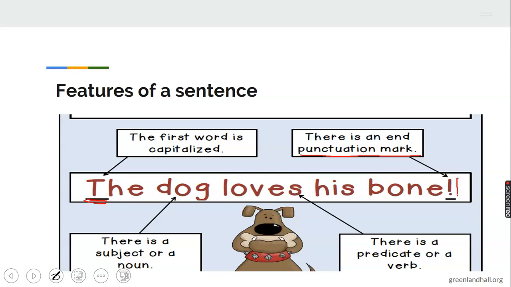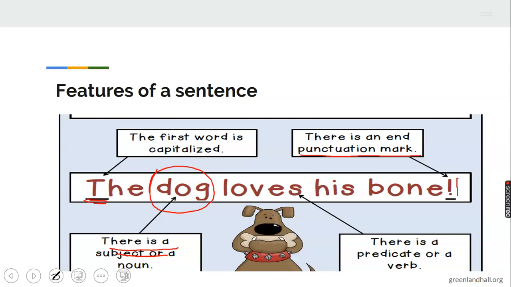Do you get that? Then another thing you should notice in the sentence, I'm still talking about the features of a sentence. Apart from the fact that it must start with a capital letter and end with a punctuation mark, there is a subject or a noun in every sentence. They must have a subject or a noun. In this case, the subject or the noun we have here is the dog. The dog is the subject or the noun.